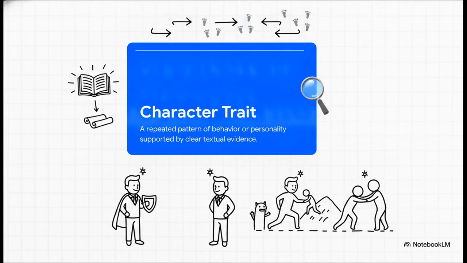First up, let's lock down our definitions. A character trait is basically a repeated pattern. It's something the character does consistently enough that we can back it up with hard evidence from the text. Think of a trait as this deeply ingrained part of their personality. Like if someone does something brave just one time, well, that's a brave act. But if they consistently face their fears across multiple chapters and different situations, then brave becomes a character trait. We absolutely always need that repeated textual evidence to prove it.